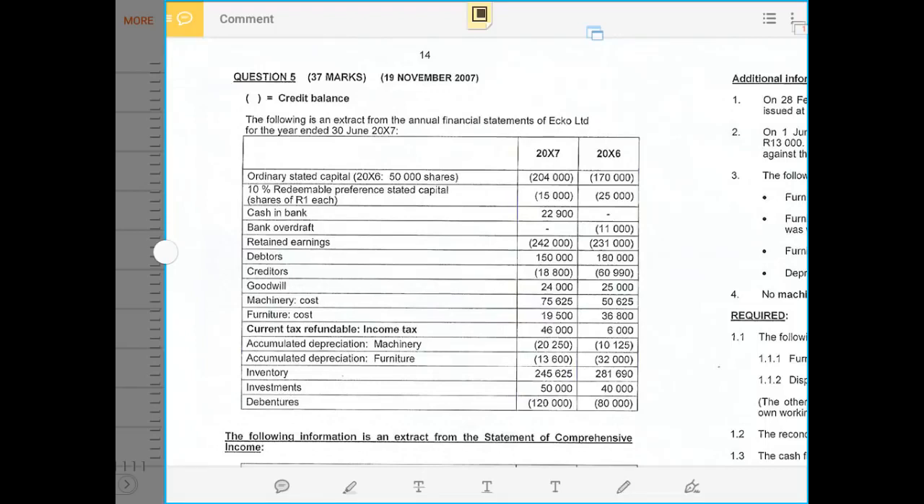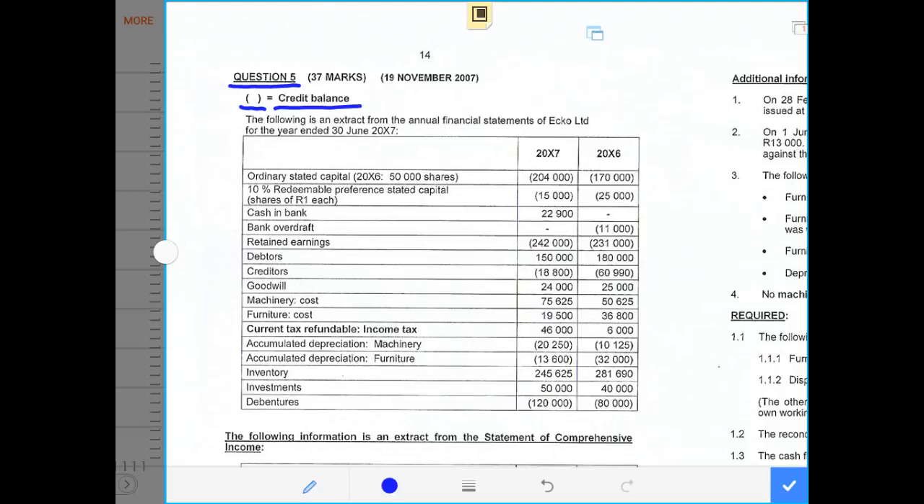And once again, I will be doing this question on the cash flow statement. This is question 5 of the current year's handout, and it tells us that brackets means credit balance. That means where we find brackets, that will be an indication that this is a credit balance.